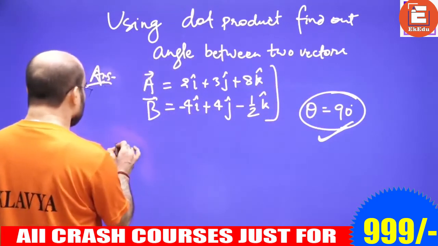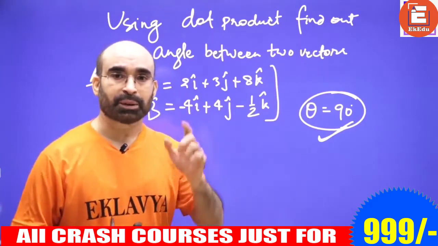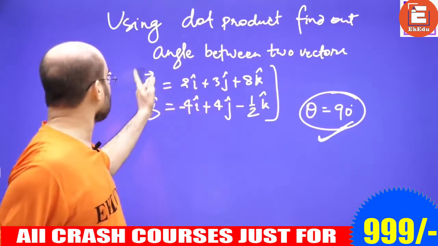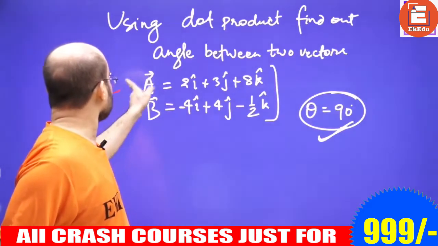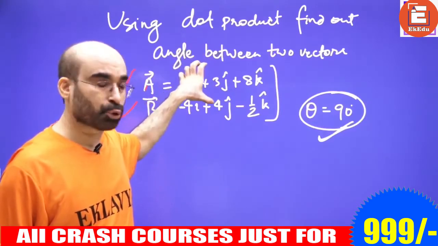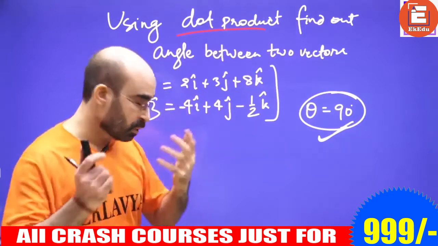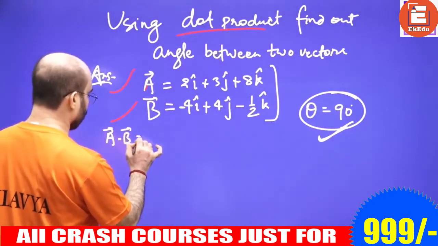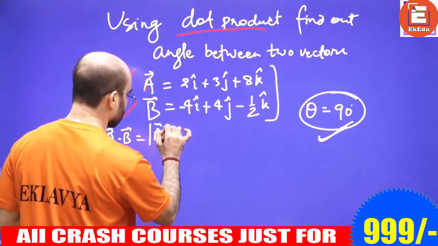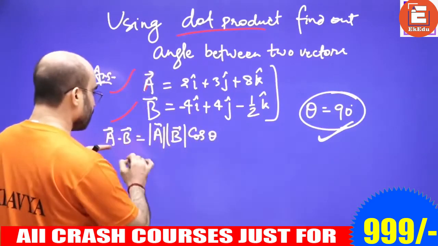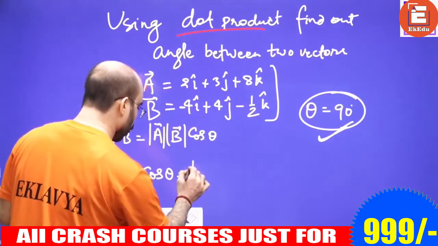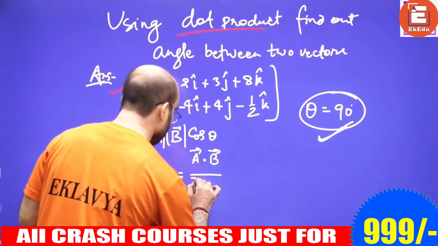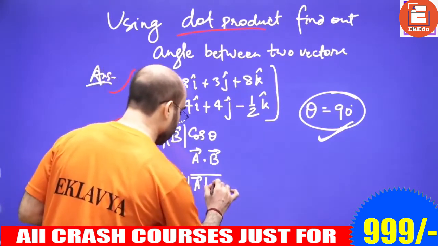Just stay focused. So cos theta, if you have got this basic idea, what is the purpose? To find out the angle between two vectors, given vectors A and B, using dot product. See how we go about it. First thing is A dot B equals magnitude of vector A into magnitude of vector B and cos theta, right? So with the help of this, cos theta equals A dot B divided by magnitude of vector A and magnitude of vector B.